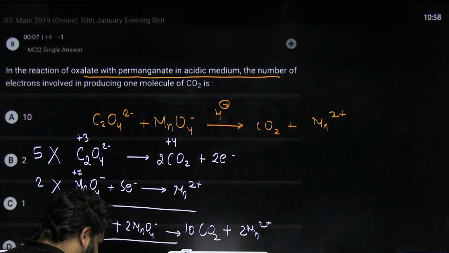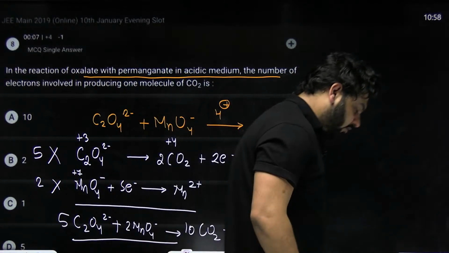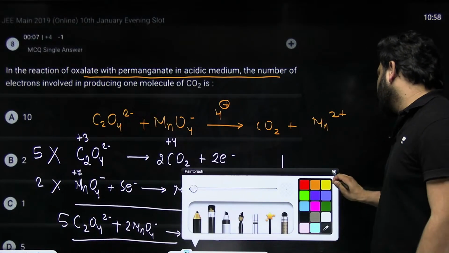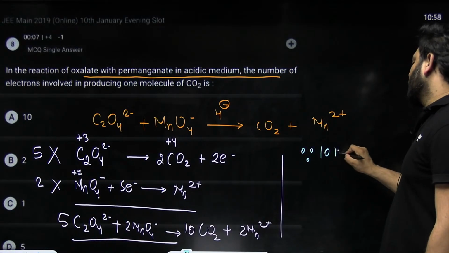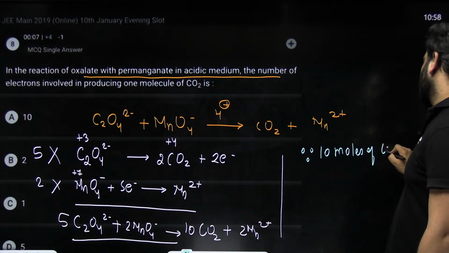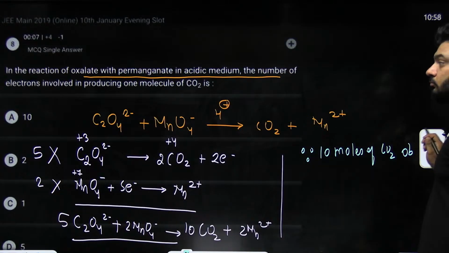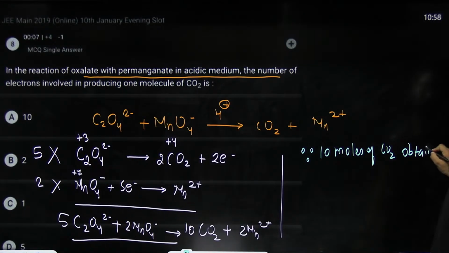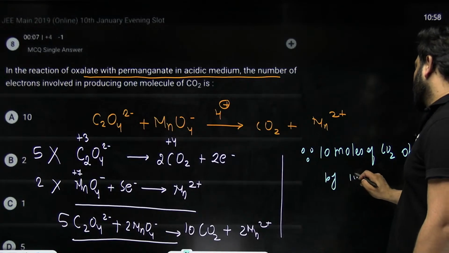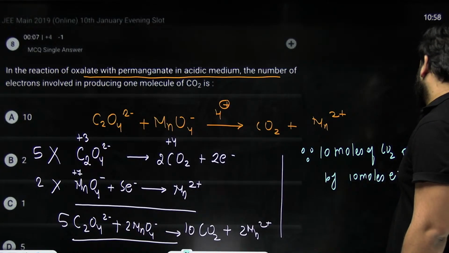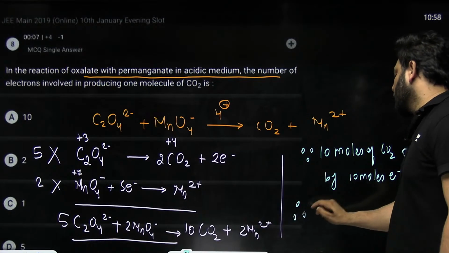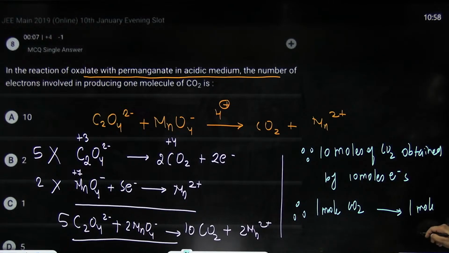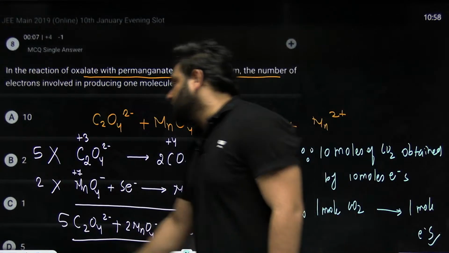So guys, what can we observe from this reaction? How many molecules of CO2 are formed? Just simply apply the unitary method: since 10 moles of CO2 are obtained by 10 moles of electrons transfer, similarly 1 mole of CO2 will be produced by 1 mole of electron. So I think the correct answer should come up as C.